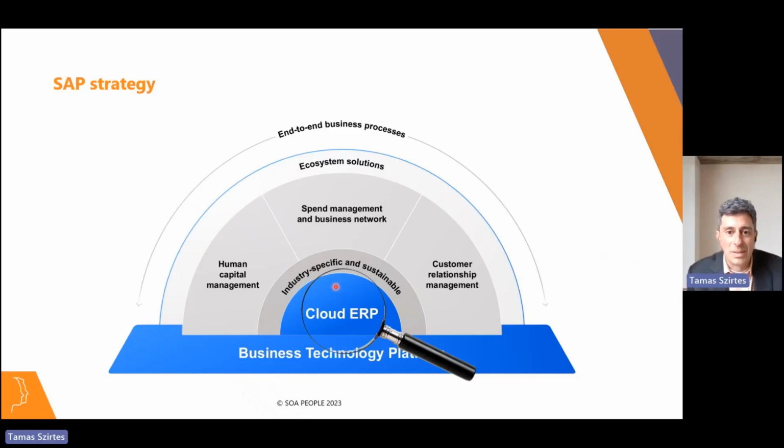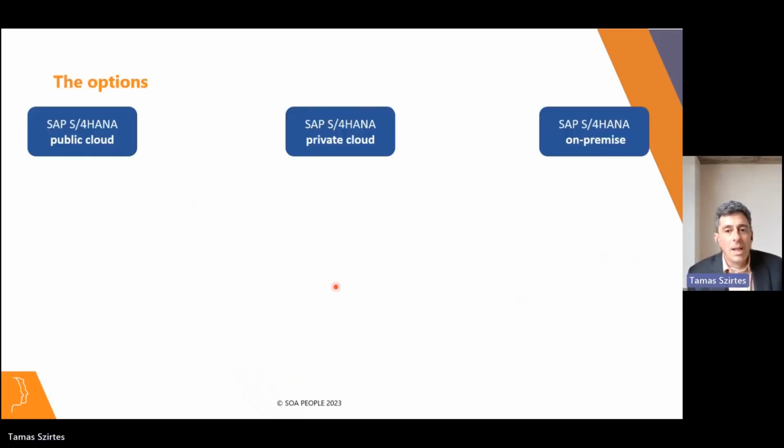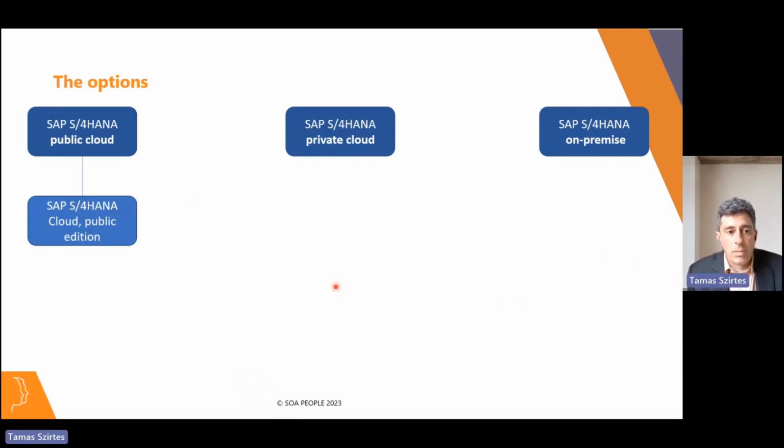So let's check where we are today. When we talk about S4HANA generally, it comes in three flavors. It can be public cloud, private cloud, or on-premise. When we talk about public cloud, there is really one way to get it, which is directly from SAP, and this is precisely called S4HANA Cloud Public Edition. So this is a system provided by SAP.